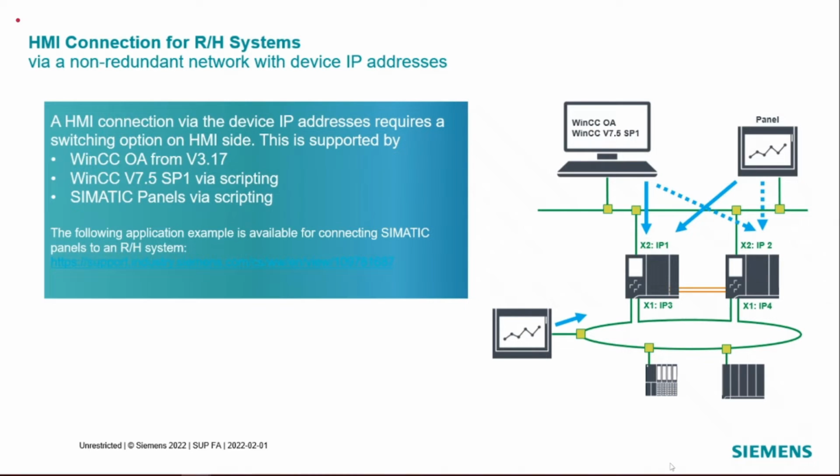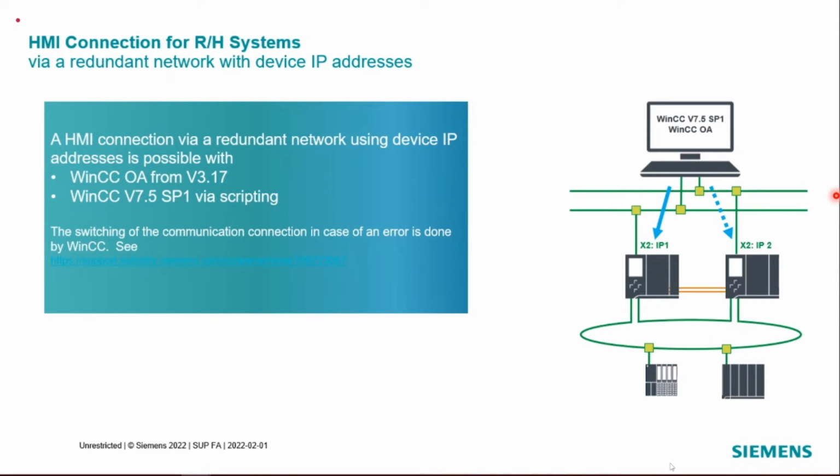But in case of using a device IP with a script, the time is lesser than the normal system IP behavior. But in both cases, in case of WinCC OA, there is no scripting required, because by default there is a scripting always used in WinCC OA. But in case of 7.5 and panels, you can use it with a device IP with a scripting, and there is an application example also available for that.